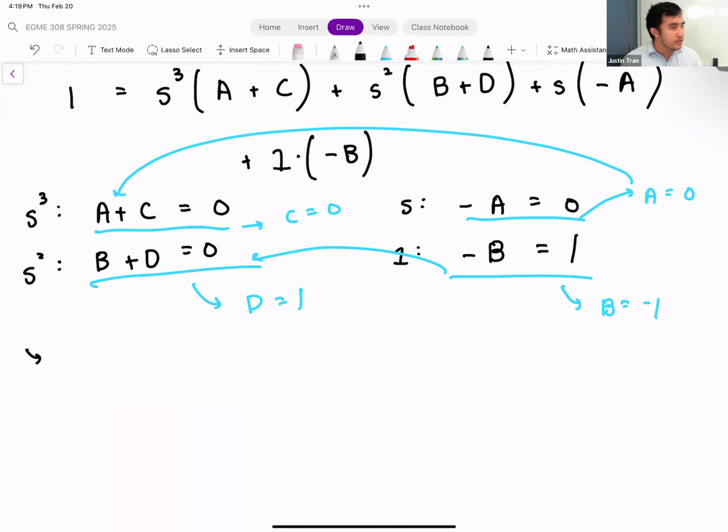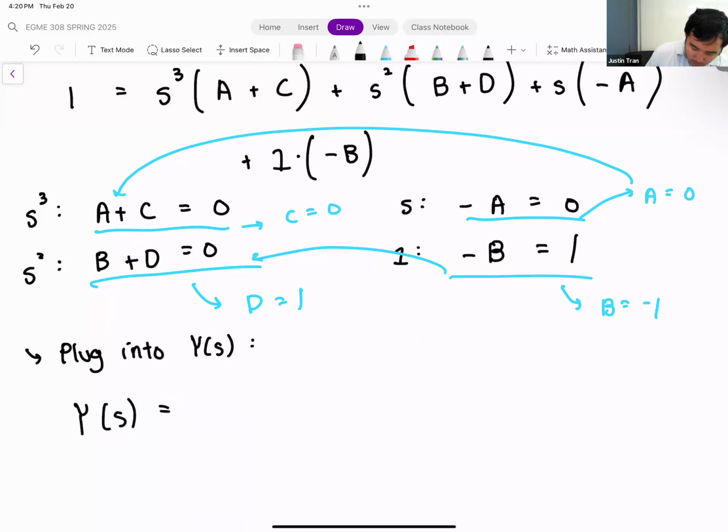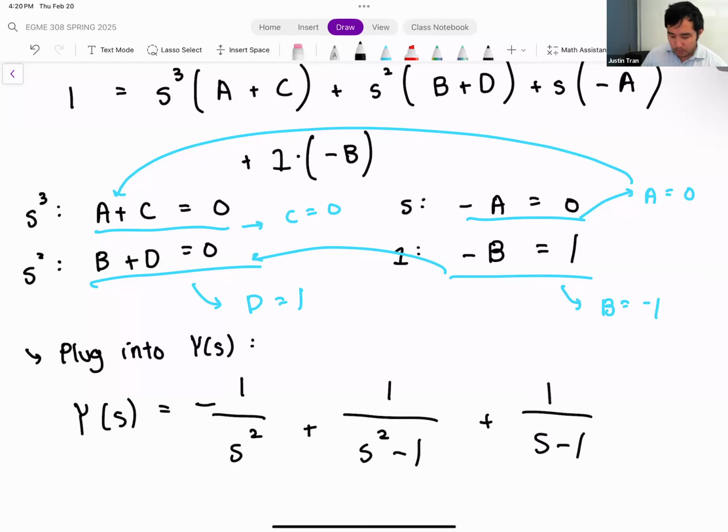Okay, so now that we've successfully done our partial fraction decomposition, we can go ahead and plug this back in for Y of s. Okay. And so Y of s is equal to, we have minus B, so minus B is a minus 1 all over s squared. Plus D is 1, so that's 1 over s squared minus 1. And then let's not forget our extra guy, which is 1 over s minus 1.